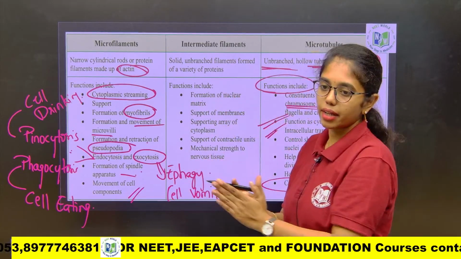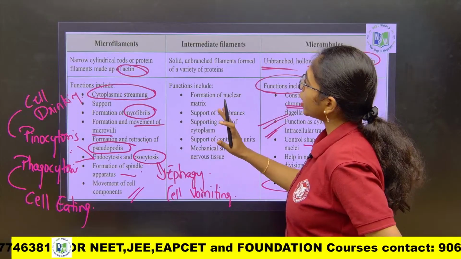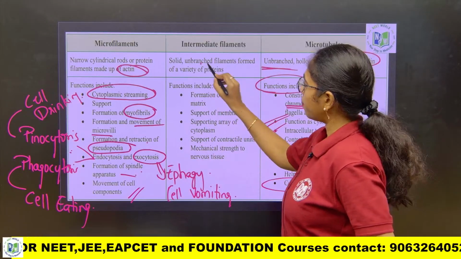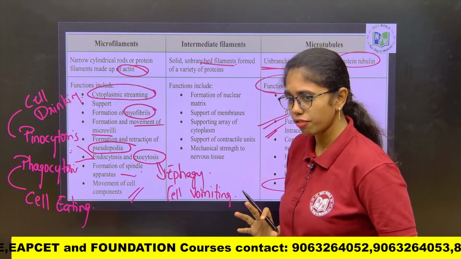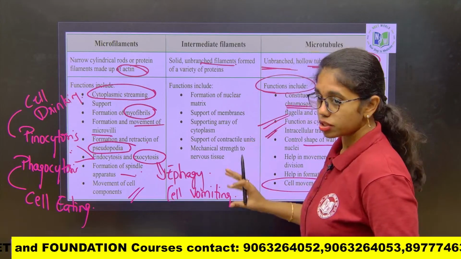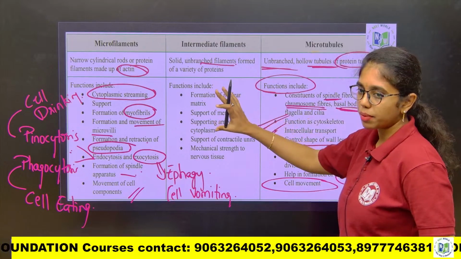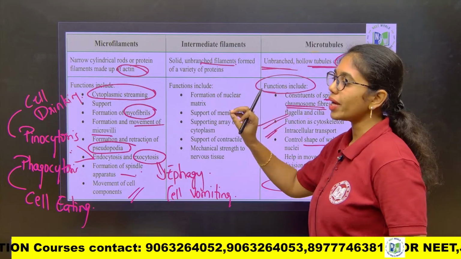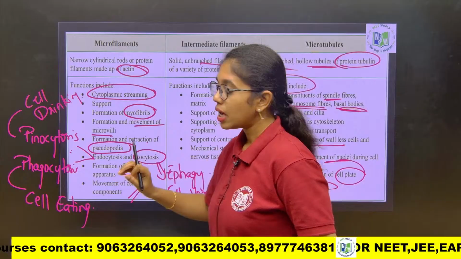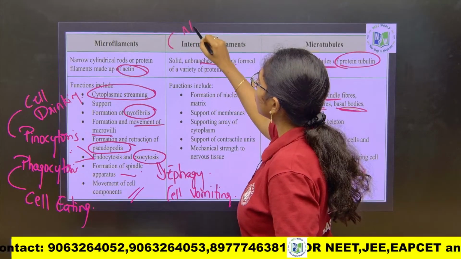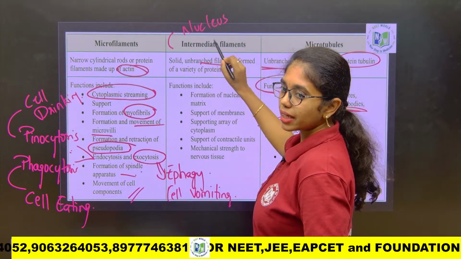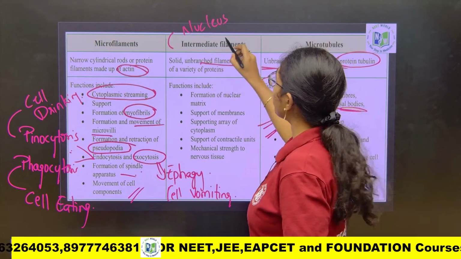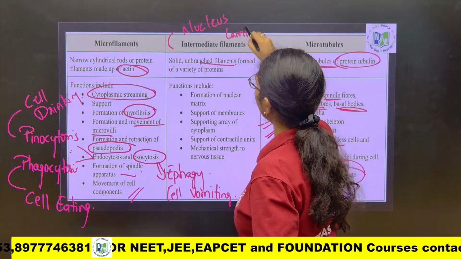Coming to intermediate filaments. Intermediate filaments are solid, unbranched filaments. They are formed of a variety of proteins. As such, for the functions of intermediate filaments, first we have to know where they are present. They are present inside the nucleus. And what is the major protein composition of the intermediate filaments? Lamin proteins.